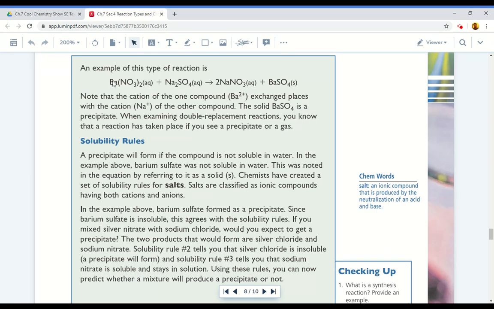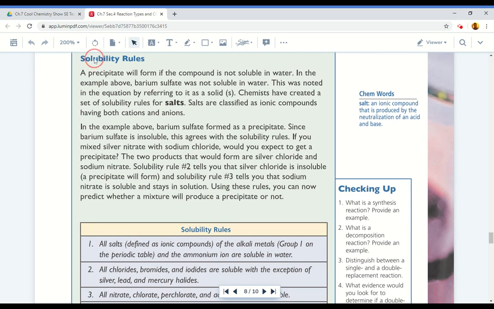Okay, so they're talking about the solid. The solid is a precipitate. When examining double replacement reactions, you know that a reaction has taken place if you see a precipitate or a gas. Solubility rules. A precipitate will form if the compound is not soluble in water.